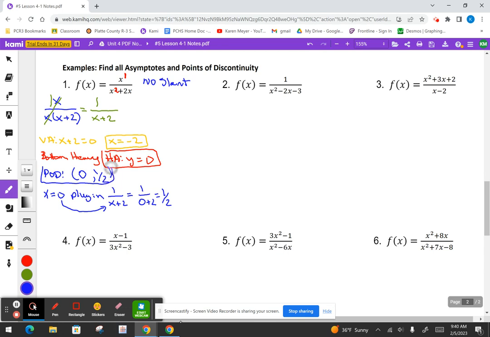So the ordered pair for my POD is 0, comma, half.